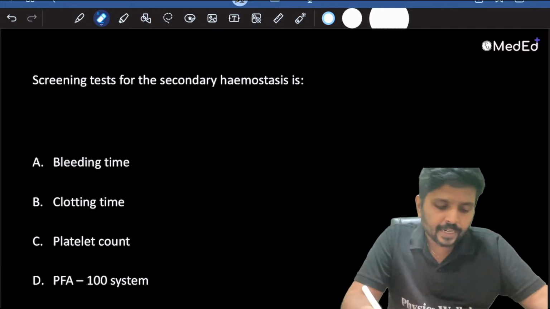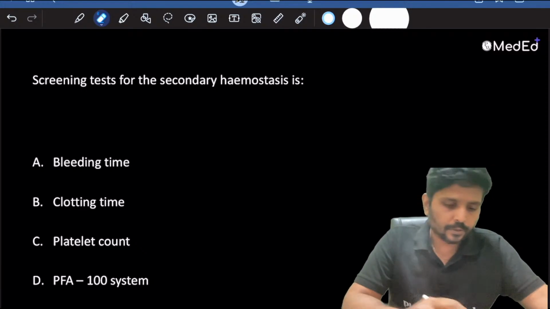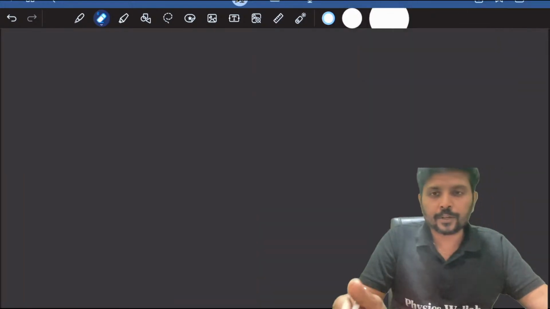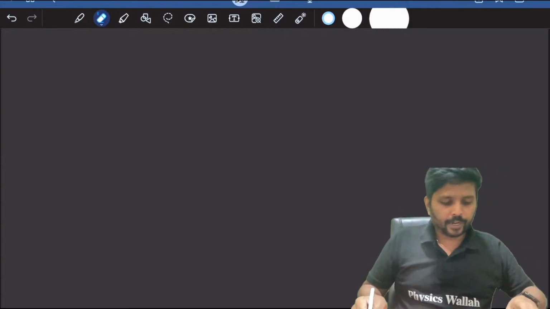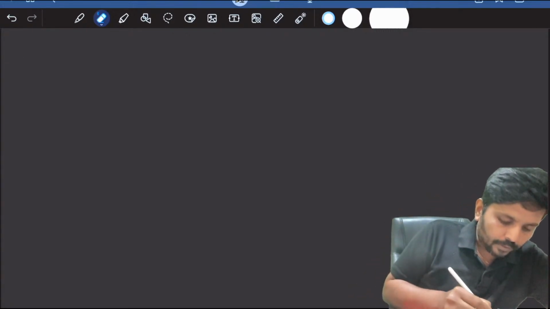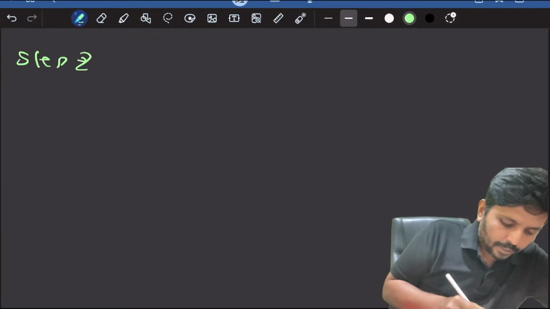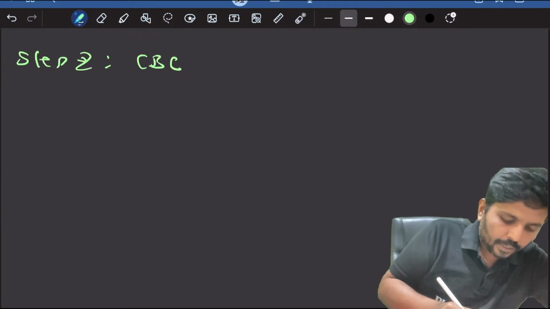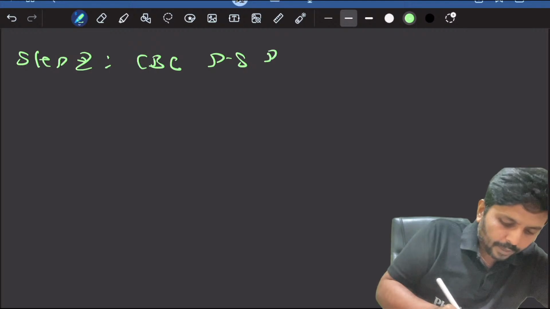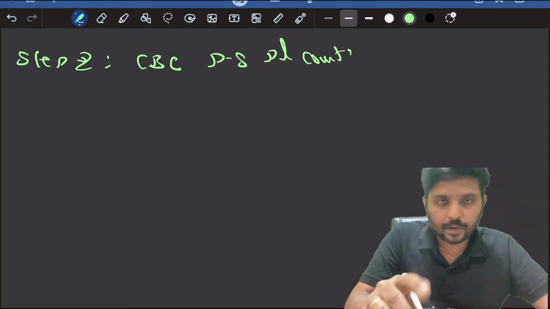What is the screening test for secondary hemostasis? So, a rapid revision with respect to the clotting system. Remember the first step. So what is step 1? Step 1 is look for CBC, look for peripheral smear for platelet count. It is not your bleeding time, clotting time.